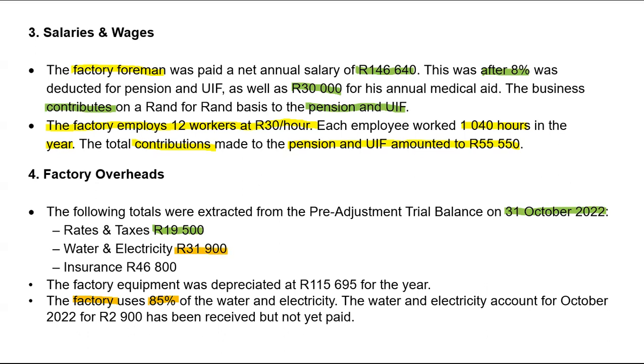They said water and electricity account for October. October is within the financial year, and we are missing 2,900 that was not paid. So we need to first add it there and then get the total, and then the total will be the one that we multiply by 85. Adjust before you assign people. ABBA.